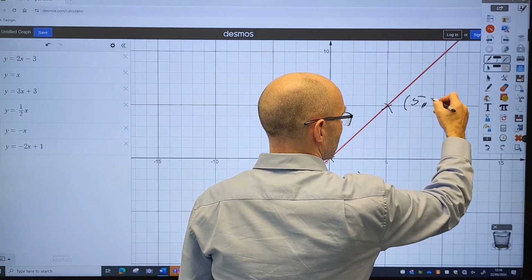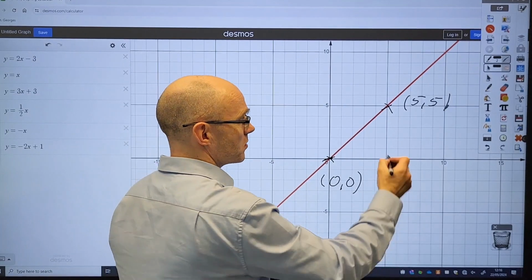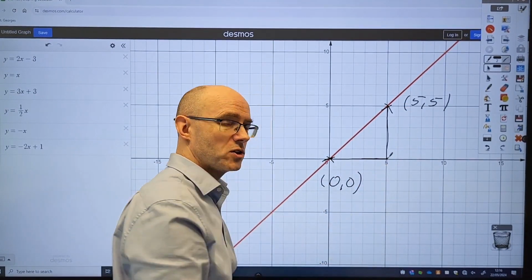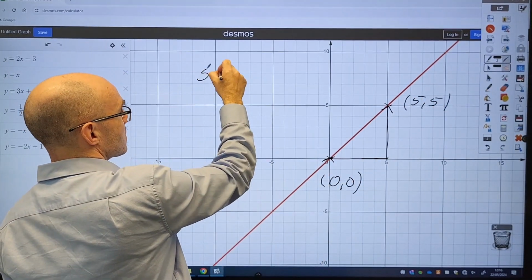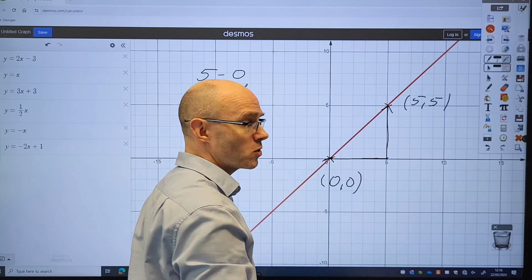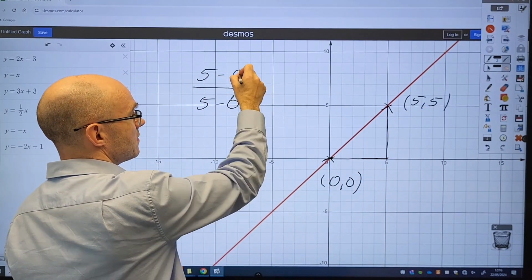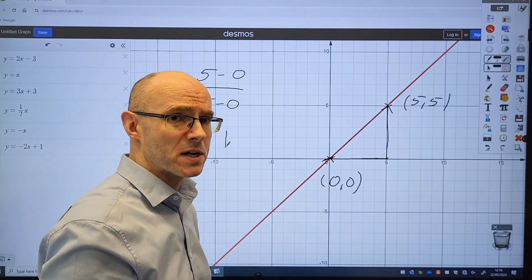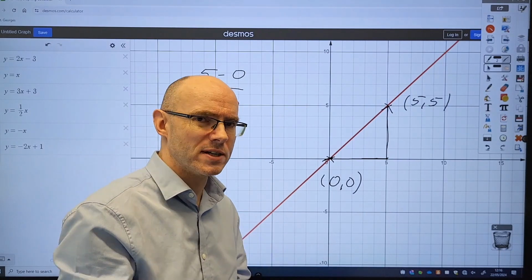Okay. If you want, you can do it by counting squares because it is 1 square per unit. So you've got 5 squares that way and 5 squares that way. Or you can do the same as before, do 5 subtract 0. That's the change in vertical components, and 5 subtract 0 again. That's the change in horizontal components. 5 divided by 5 is just 1. Okay. Which is what you expect for a straight line graph, y equals x. The gradient is equal to 1.